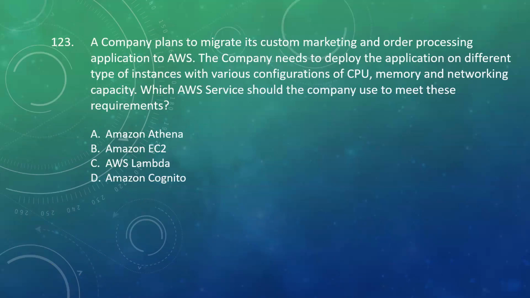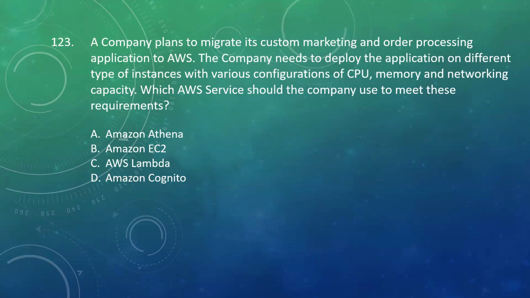A company plans to migrate its custom marketing and order processing application to AWS. The company needs to deploy the application on different types of instances with various configurations of CPU, memory, and networking capacity. Which AWS service should the company use to meet these requirements? Your options are Amazon Athena, Amazon EC2, AWS Lambda, Amazon Cognito.